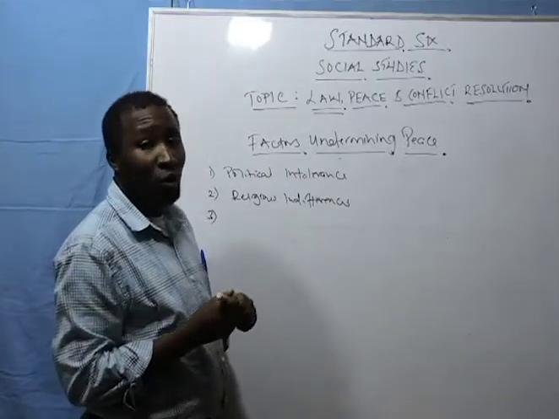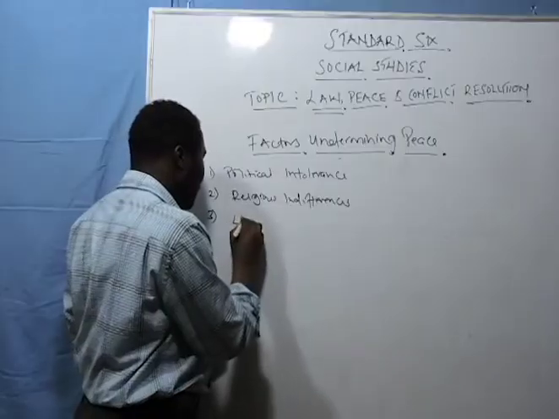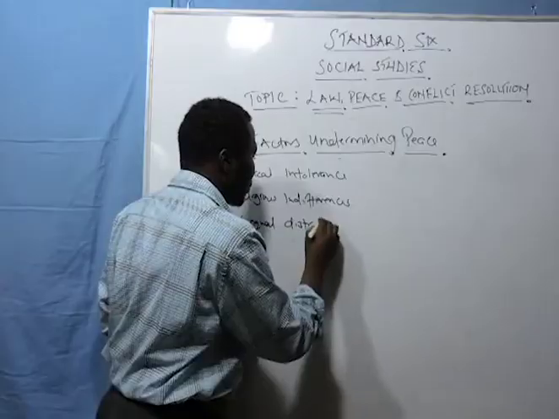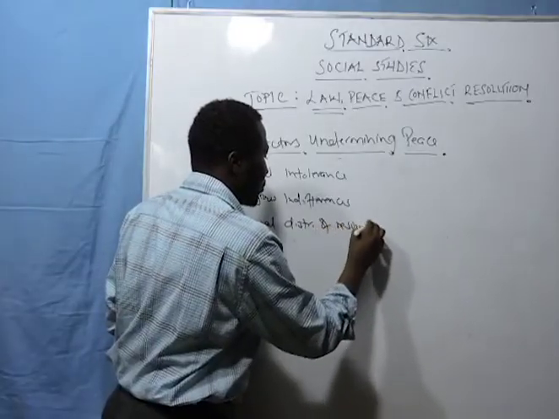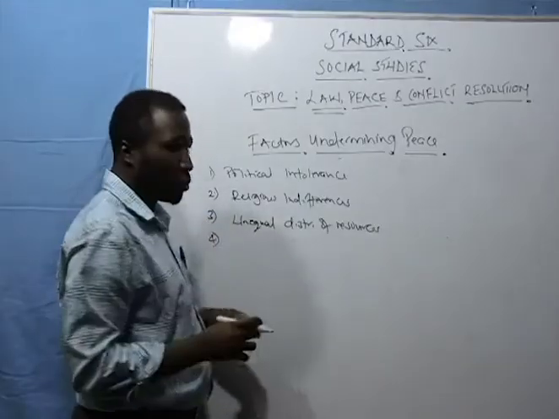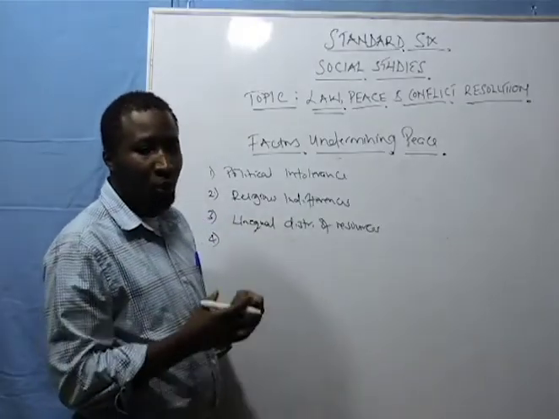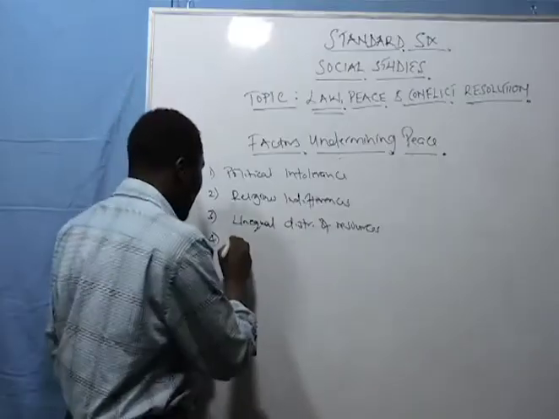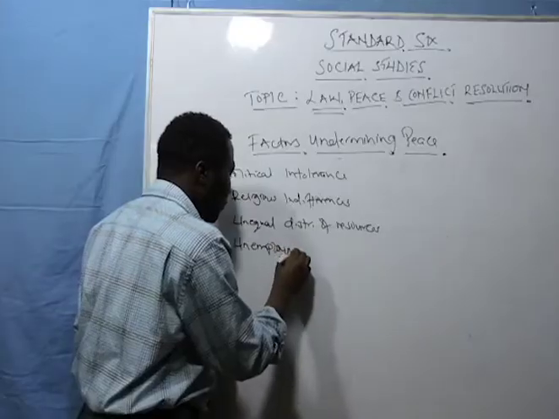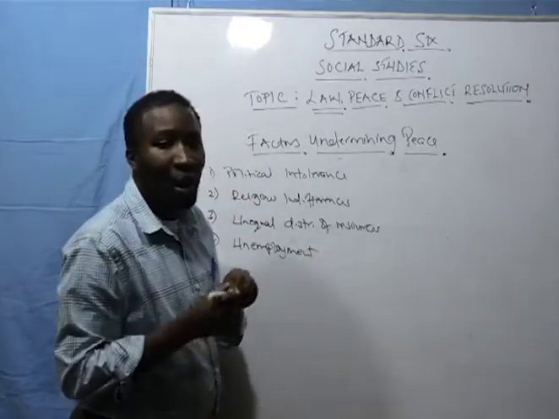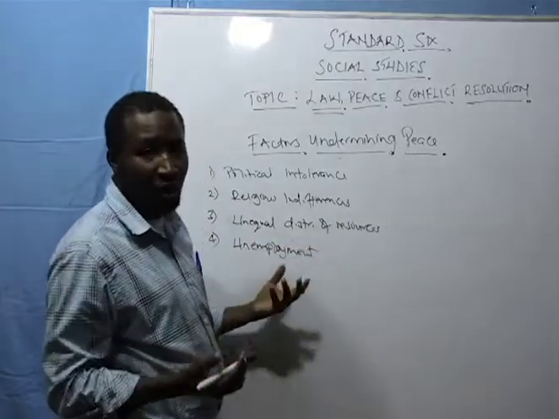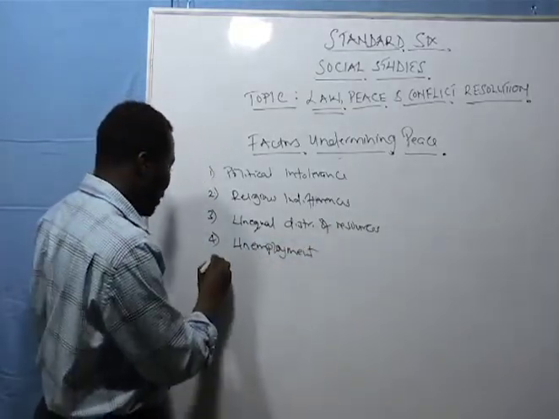Number three, we have unequal distribution of resources. When resources are distributed unfairly, it will bring about war. So when people do not agree, it's not good. Another one that would bring it about is unemployment. When people are not employed, not working, what would they do? It will bring about crime and other factors.